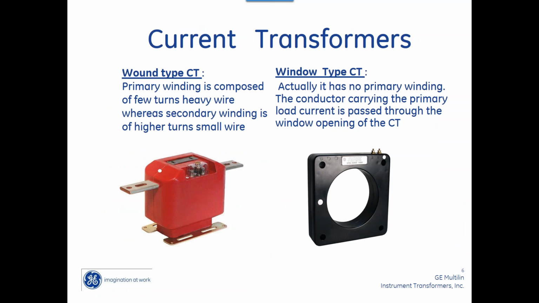There are 2 basic CTs that you'll run across. The most popular is probably a window CT, so we put the wire through the window. Or occasionally on 5 kV, you'll actually see a bar type CT. So they just connect to each side, and basically this has the equivalent of a donut inside that CT.